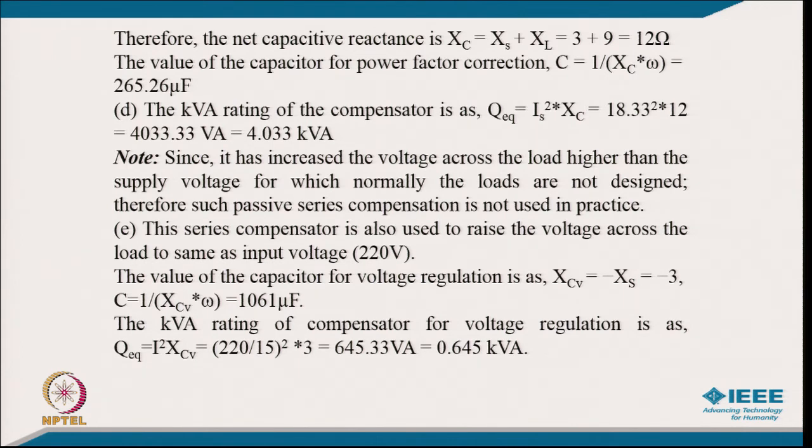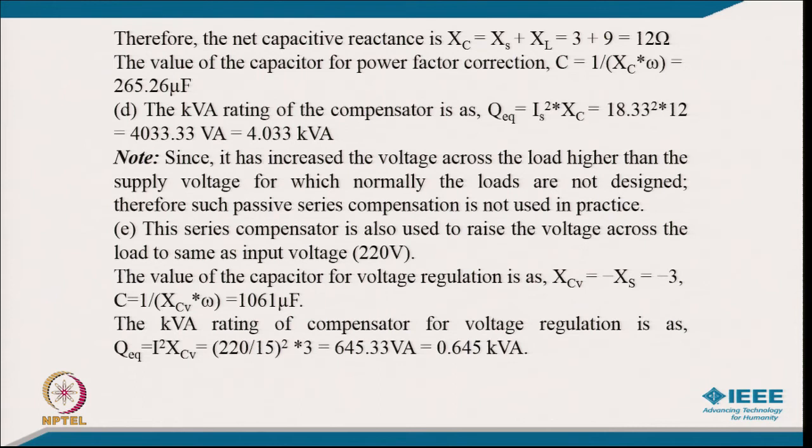Since it has increased the voltage across the load higher than the supply voltage, for which normally the loads are not designed, such passive series compensation is not used in practice in distribution systems. So, this series compensator is also used to raise the voltage. That is the second part of this numerical. The series compensator is used to raise the voltage across the load to the same as the input voltage, and then we have to find out the compensator element. So, for voltage regulation, Xcv is equal to minus Xs, equal to minus 3. So, C will be equal to 1 upon Xcv into omega. So, that is 1061 microfarad.